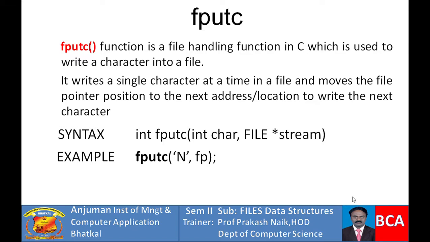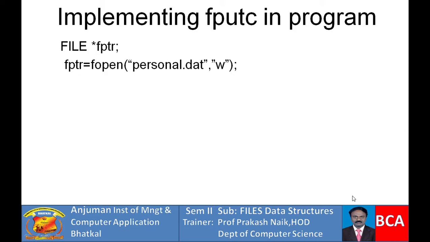Now let us see an example. FILE *fptr. FILE is a data type to which we can assign a file name or manipulate a file. fptr is a variable, and since star is given, it is a pointer variable of the type FILE. This means in fptr we can assign the file name and store data into the file, which can be accessed by fptr.